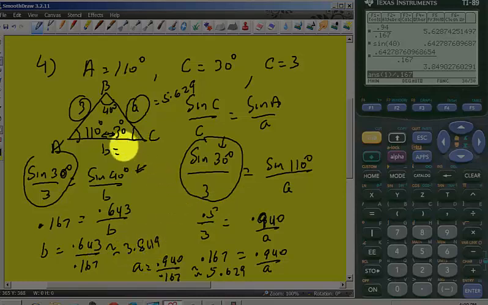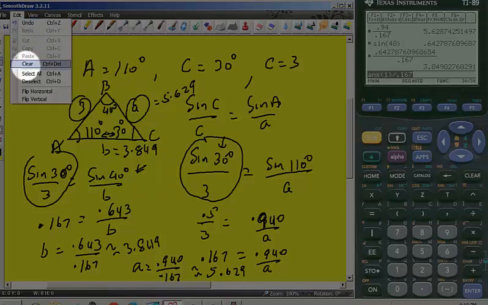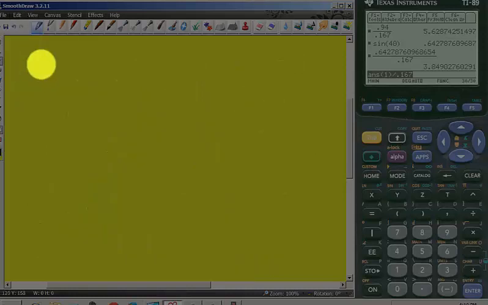3.849, so this is 3.849. Okay, so we know all the angles and all the sides of a non-right triangle. There is one more situation, known as an ambiguous case, and this is a hard one, so let's do number 12, and we'll talk about the ambiguous case.